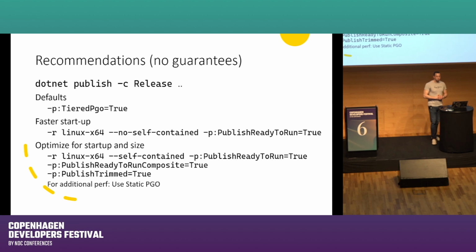If you want to optimize for startup, use ready to run. It will increase the startup time a bit, with the trade-off of making your binaries a bit larger. And if you want to optimize for startup and size, you can go full into trimming, especially in Linux, ready to run composite, and of course doing the self-contained to do the trimming to have the minimum size possible. So then, for example, when you build a container, you no longer need a container that contains the full runtime. So you can do a lot smaller applications.